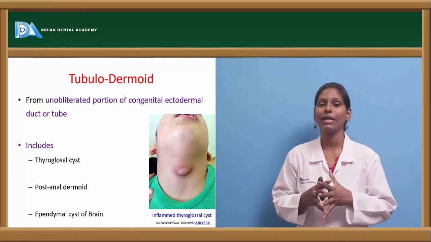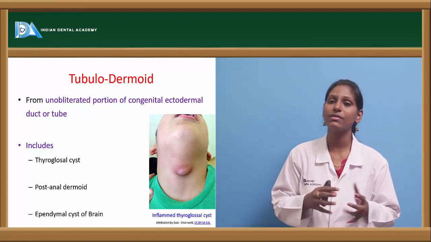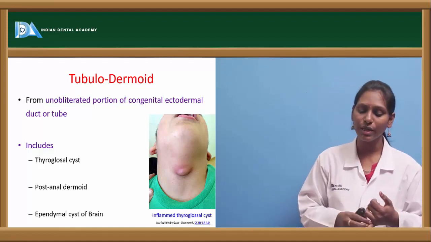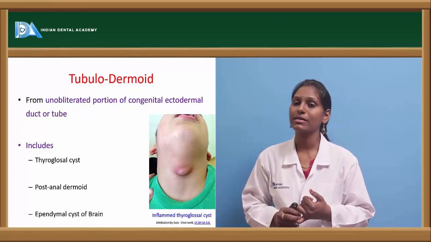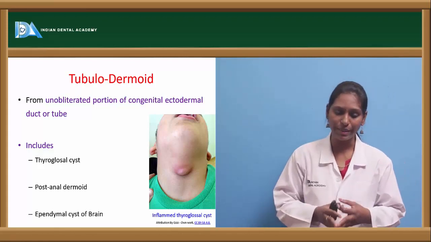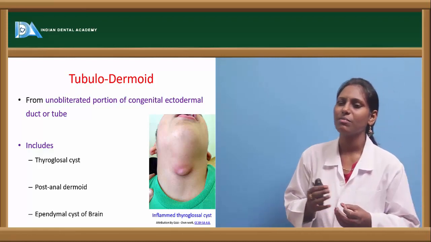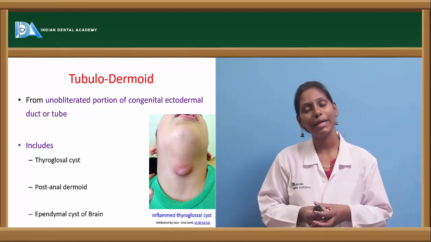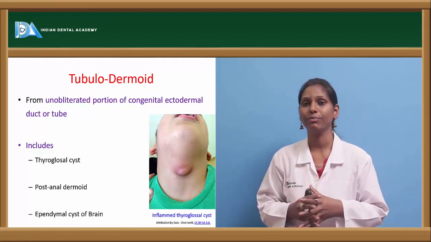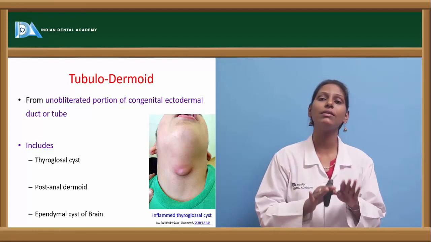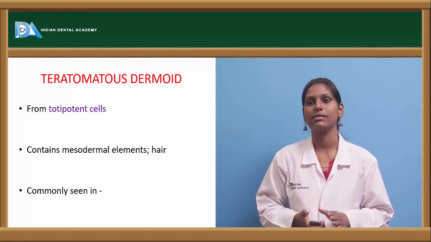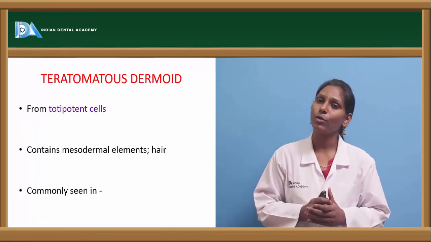We have three different types of tubular dermoid cyst, and one is thyroglossal cyst, as we already explained. Thyroglossal duct cyst is usually also called a tubular dermoid cyst. We have post-anal dermoid, and we have ependymal cyst of the brain. Post-anal dermoid is now simply treated as a teratoma, whereas ependymal cyst of the brain is because of infolding of neuroectoderm. Because of the neuroectoderm infolding, this ependymal cyst of the brain is formed, which is again a tubular dermoid cyst.